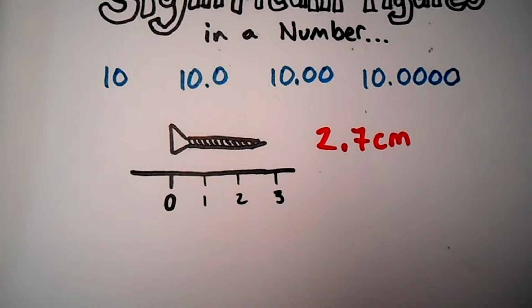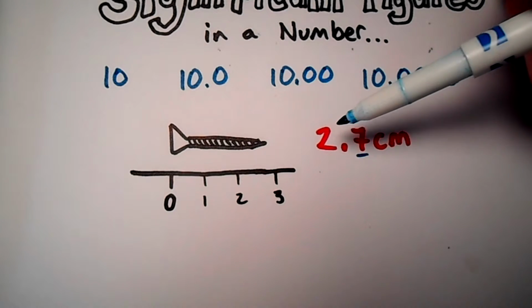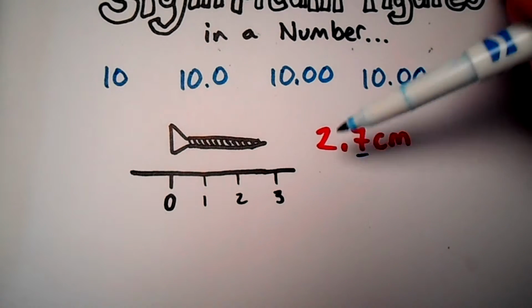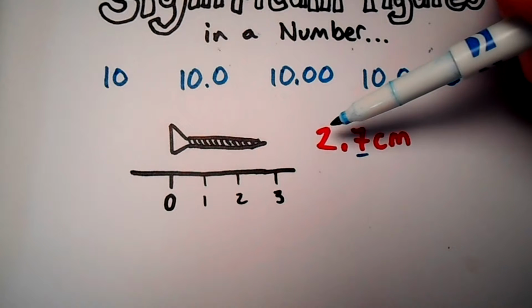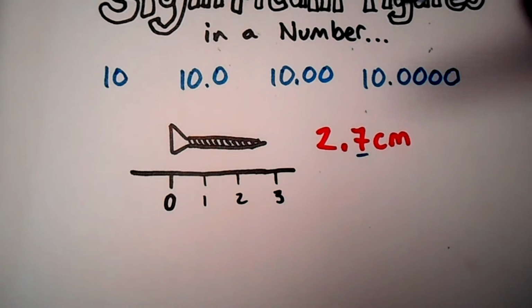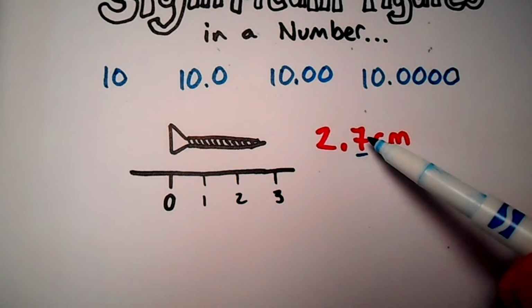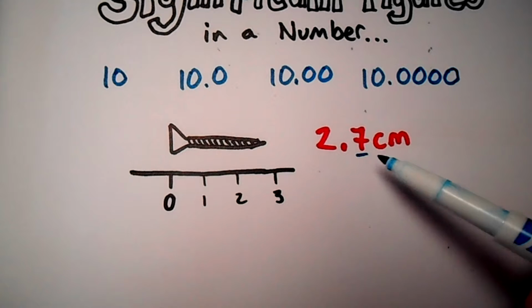Whoa, that's crazy. But still, that last digit in the measurement is the one that we have some uncertainty about. I am absolutely certain it's above 2 centimeters. Assuming my ruler is correctly made, I know that I've got at least 2 centimeters here, but this 7 is the one that we were uncertain about. When we report measured values, the last number, the last significant figure, is the one that there is some uncertainty about.